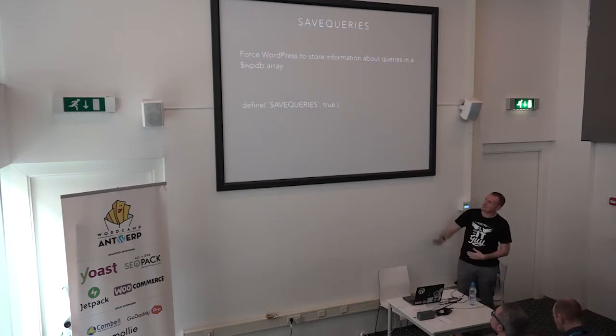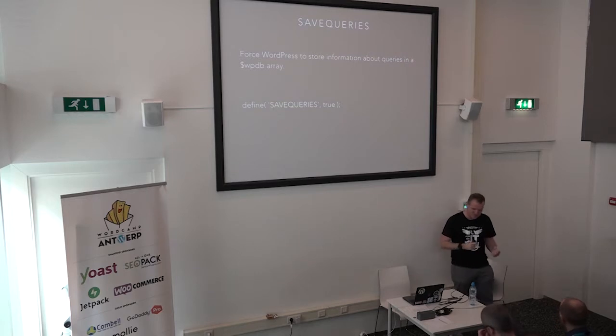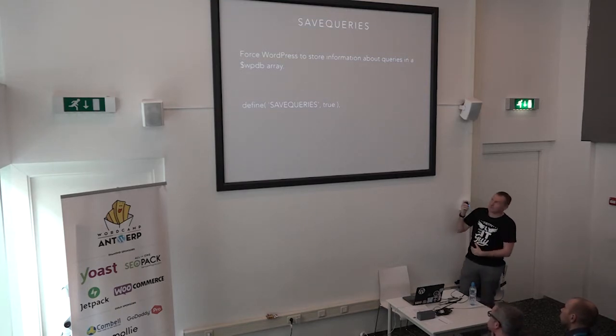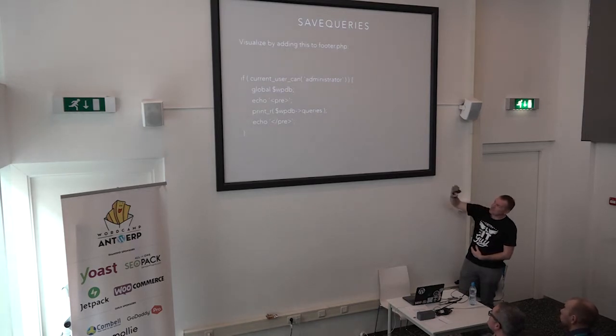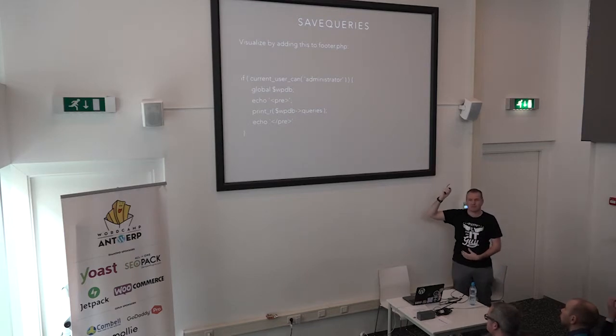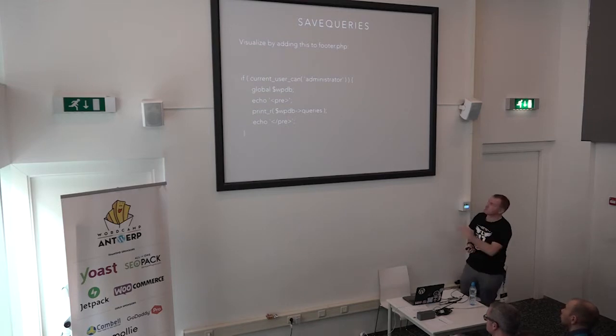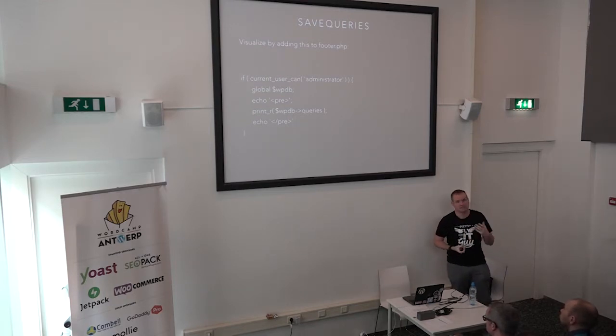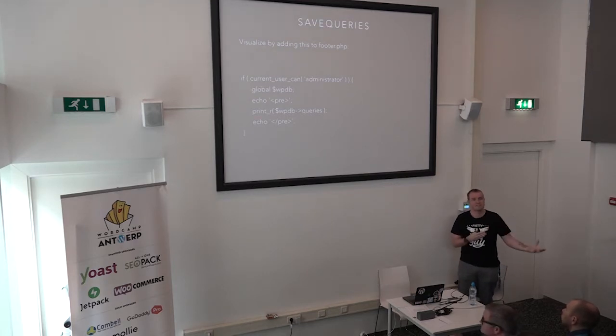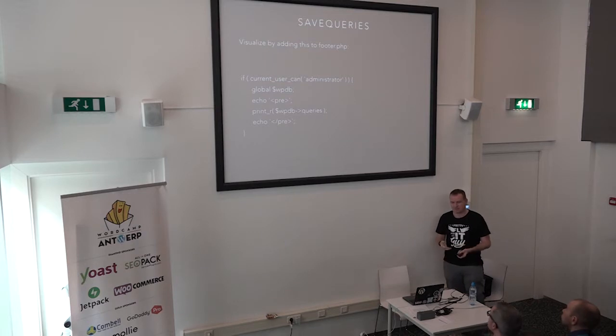It's another statement we can add to the wp-config file, but what it does is store all information on the queries you're running in an array, in the $wpdb array. The funny thing is, if we then add, for example, this little segment of code to the footer, we can print out all queries just on the page. So this is very easy if you want to analyze slow queries or just see what WordPress is doing database-wise. This can help if your site is especially slow, for example in the back end.